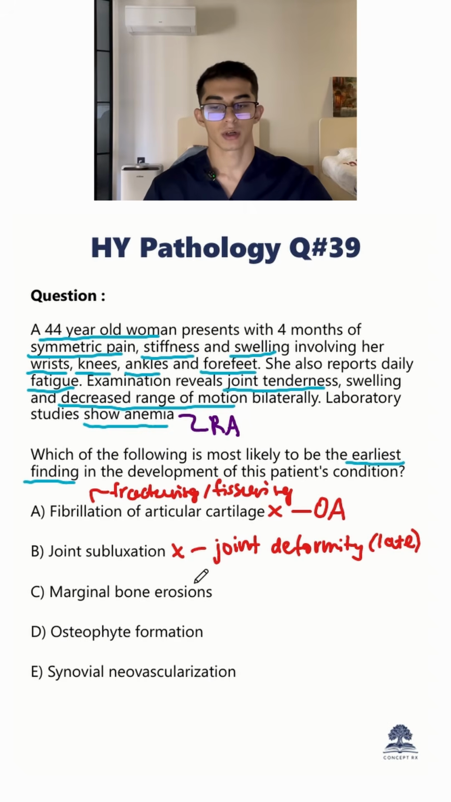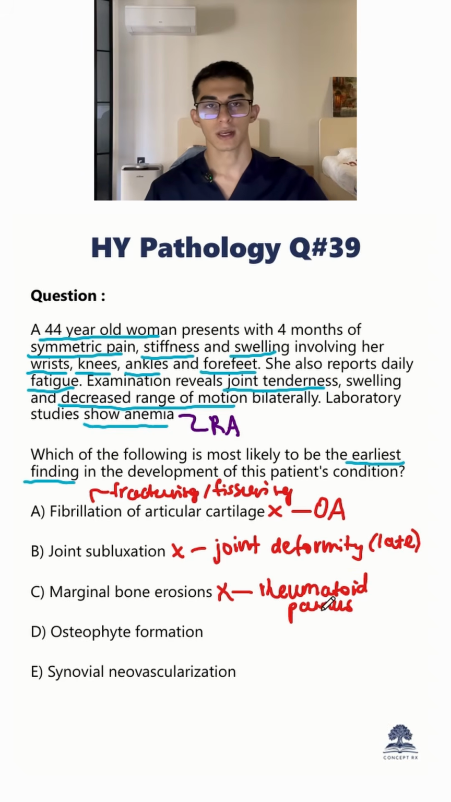Choice C, marginal bone erosions. This refers to a rheumatoid pannus, which is an invasive mass composed of fibroblast-like synovial cells, granulation tissue, and inflammatory cells, which can over time encroach into a joint space, which in addition to articular cartilage can cause erosions of the subchondral bone, but again would be seen in the chronic or later stages of the condition.